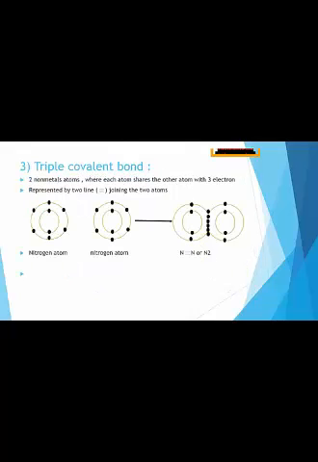The third and last type of covalent bond is the triple covalent bond. As we say, each atom will share 3 electrons with the other atom, and it will be represented by 3 lines joining the two atoms. For example, in the nitrogen molecule, every atom will share 3 electrons with the other atom to form a nitrogen molecule N2. In N2, every atom will contain 8 electrons.